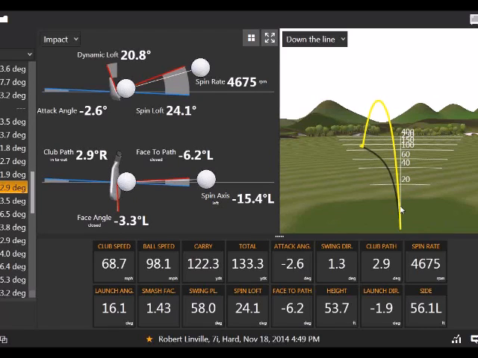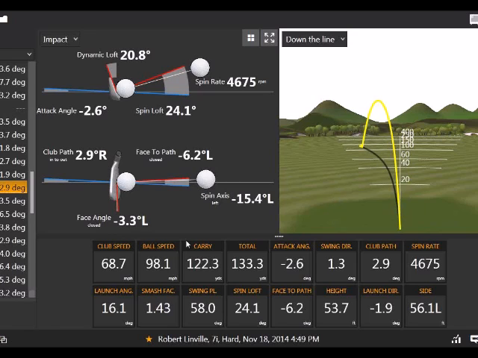And for whatever reason, was it a grip, was it a setup, was it a flip move, was it too much rotation, whatever the reason, the club face at impact was too far left. The path was actually very good. So these numbers were great. We could work with these, but we can't work with them with this combination.